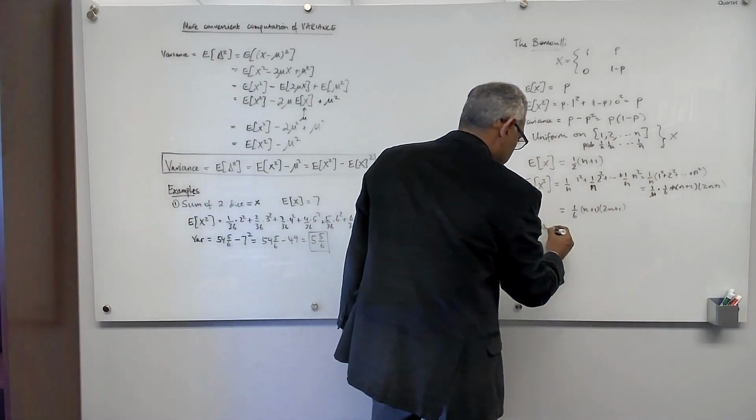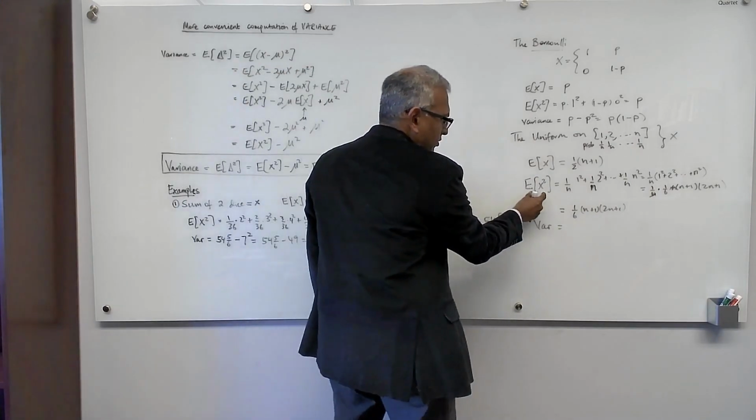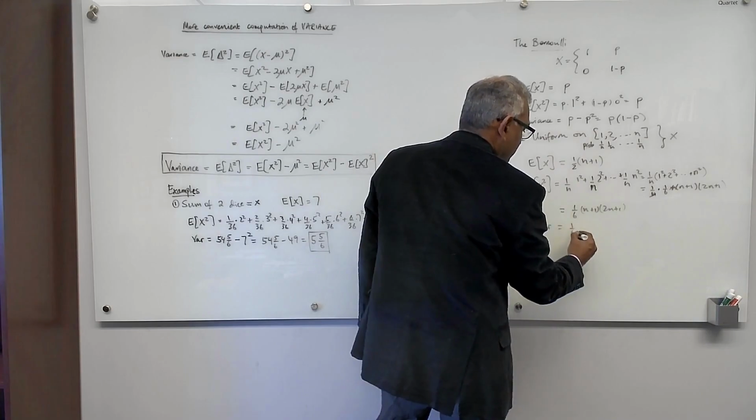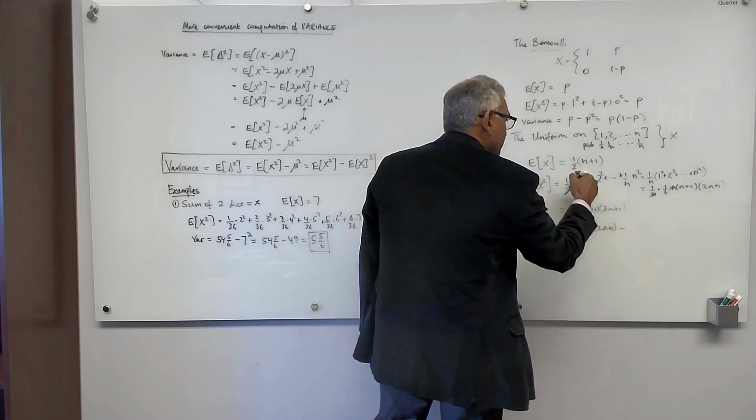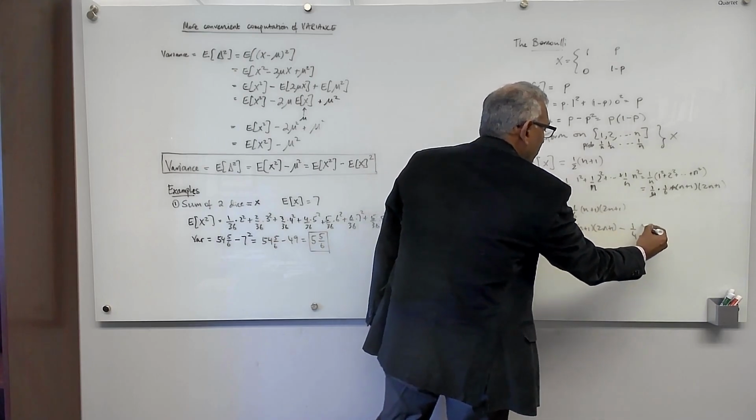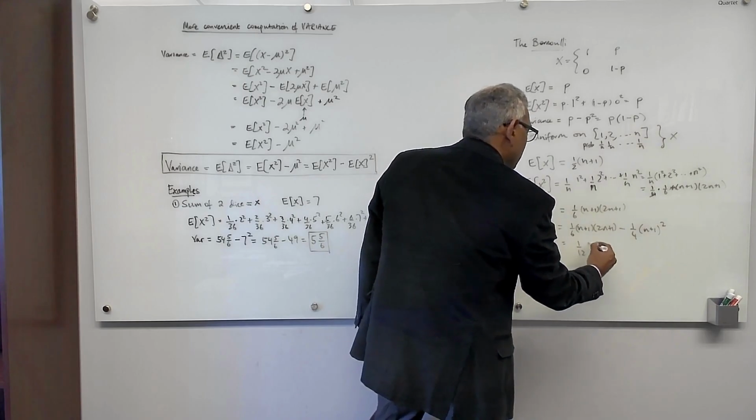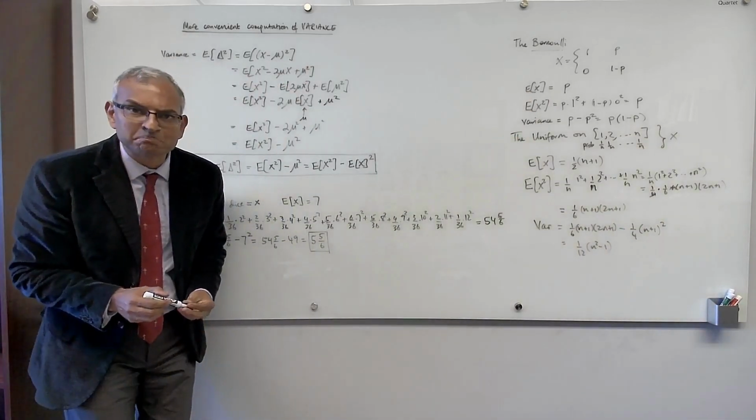And now we can get the variance. The variance is equal to the expected value of x squared minus the square of the expected value. So we get 1 over 6 n plus 1, 2n plus 1 minus the square of the expected value, 1 over 4 n plus 1 squared, which is 1 over 12 n squared minus 1. So now you can do the algebra to fill that in.